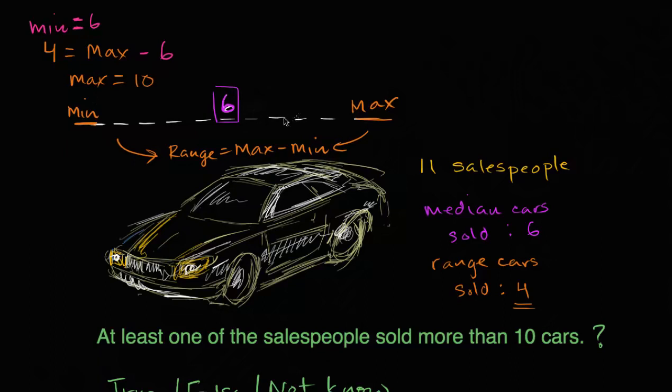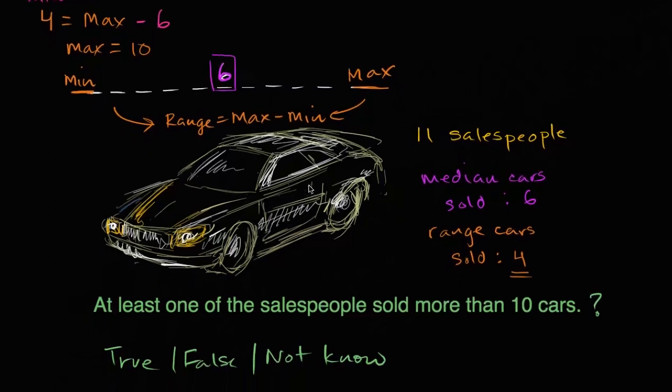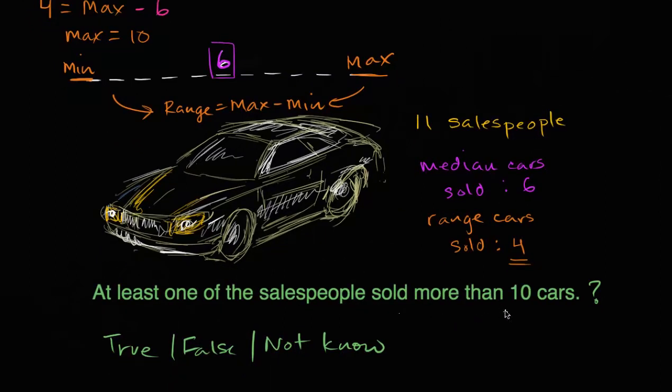And we can't take a higher min because we know that the 6 is going to be one of the values. We could try a lower minimum value. We could say the minimum value is 5 or 4 or 3 or 2 or 1, but then the maximum would go down even more, because remember, the maximum is no more than 4 larger than the minimum. So if we assume 6 and we know that one of the salespeople sold 6 cars, then the maximum that any of the salespeople could have sold is 10. And so the statement, at least one of the salespeople sold more than 10 cars, that's got to be false.